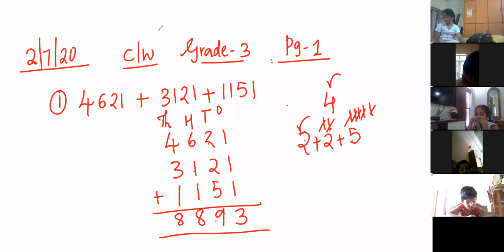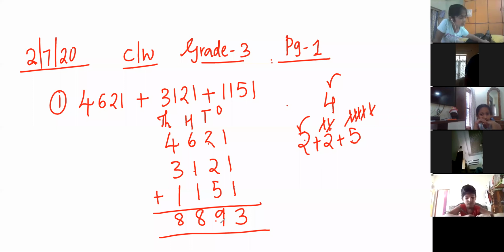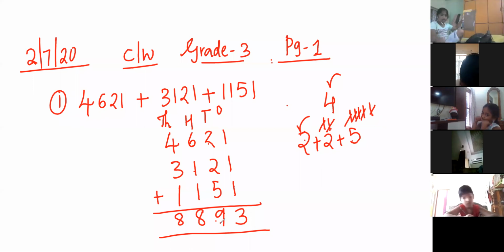So what is the number you got now? It's 8,893. Read the number, all of you, once again. It's 8,893. Let us go to the next bit. Have you all copied this?